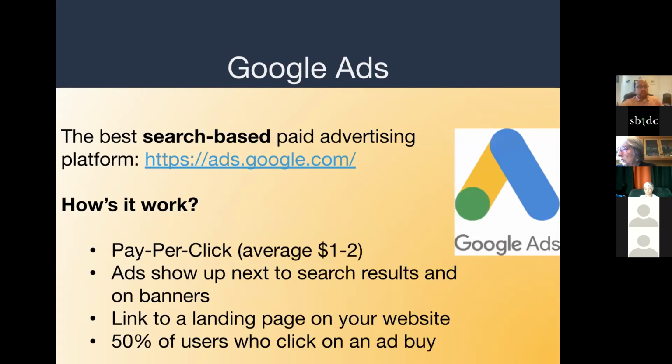Now we're getting into the pay-per-click, which is a little different, but the 2 paid advertising platforms I recommend online to small business. One is Google Ads, okay? Google Ads is basically a pay-per-click platform. So you pay every time someone clicks on a Google ad. That's how it works. The average is $1 to $2. So it's relatively affordable for marketing.